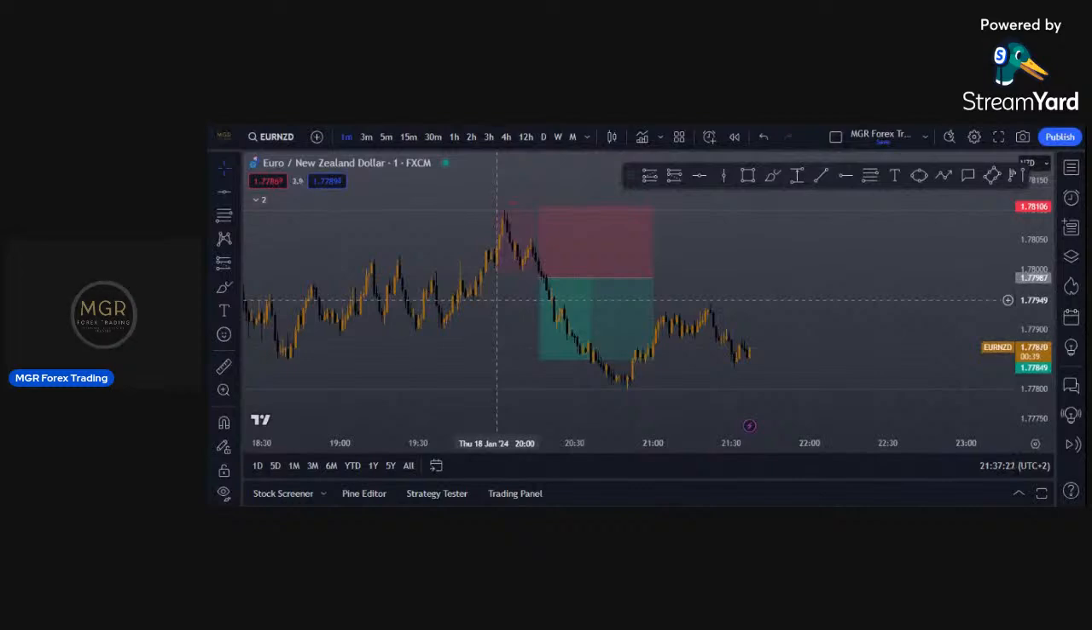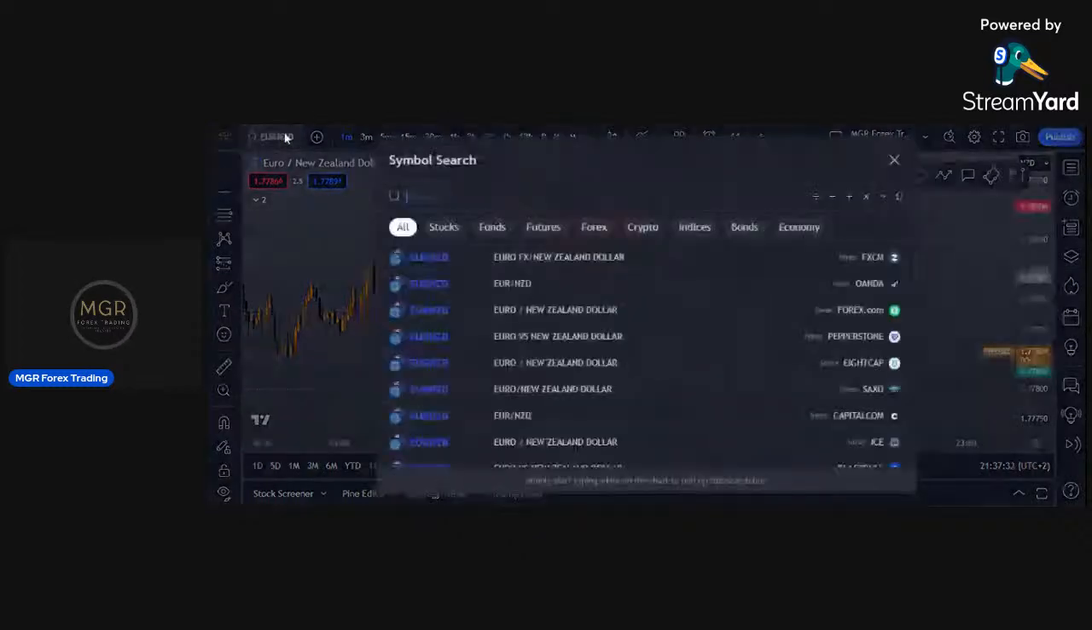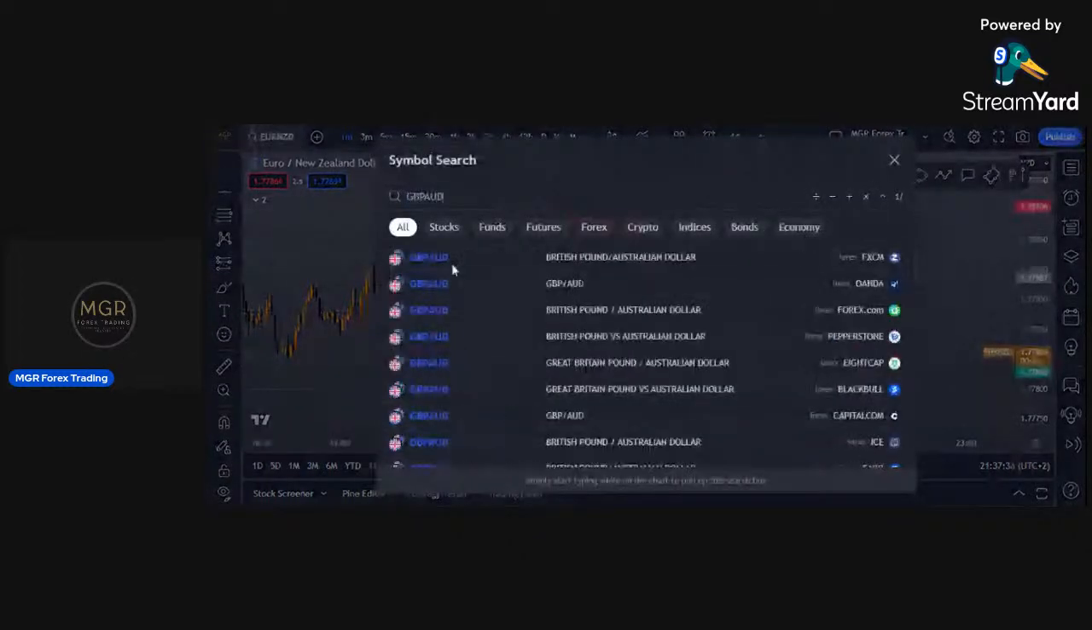But once again, here we are. Euro NZD, a beautiful sell opportunity, and some good money that was made today. Fantastic. I think what I will do is I will end off with GBP AUD.